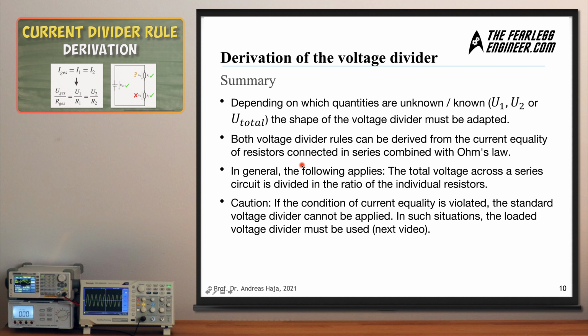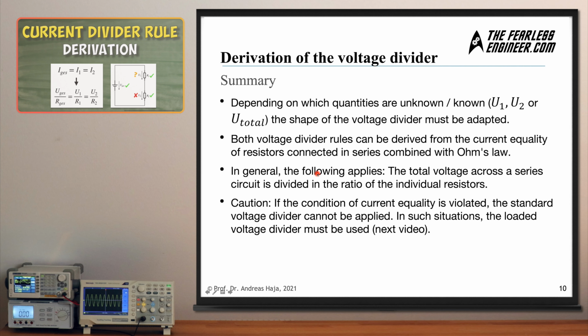Now let's quickly summarize the most important findings from this video. First, depending on which quantities are known and unknown, the shape of the voltage divider must be adapted accordingly. Just cross out the parameters which you do not need and enter those and solve for those which you are looking for. Second, both voltage divider rules can be derived from the current equality of resistors which are connected in series, in combination with Ohm's law to introduce the parameters which you are looking for.